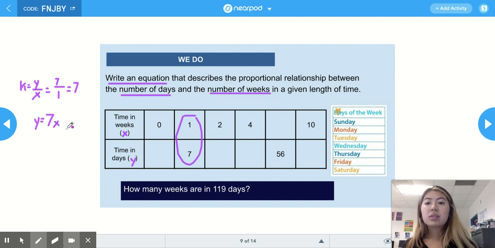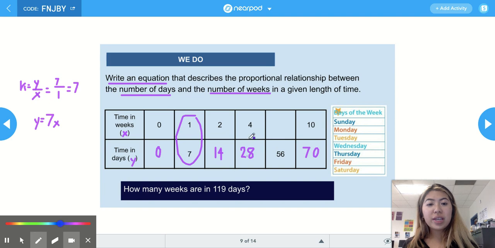And now we can plug in our x values into the equation to figure out what our y values are. So when x is 0, I'm multiplying 7 times 0, and that's 0. When x is 2, I'm multiplying 7 times 2, and that's 14. When x is 4, I'm multiplying 7 times 4, and that's 28. When x is 10, I'm multiplying 7 times 10, and that's 70.